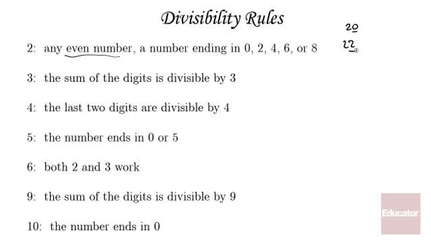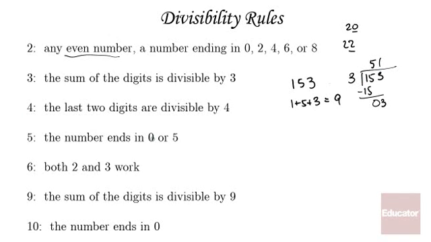You can divide by 3 when the sum of the digits is divisible by 3. So for example, 153. If I add the digits, 1 plus 5 plus 3, I get 1 plus 5 is 6, plus 3 is 9. Is 9 divisible by 3? Yes, it is. So I in fact know that 153 will also be divisible by 3. 3 goes into 15 5 times and goes into 3 once.